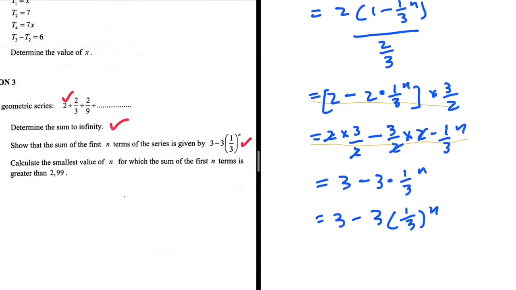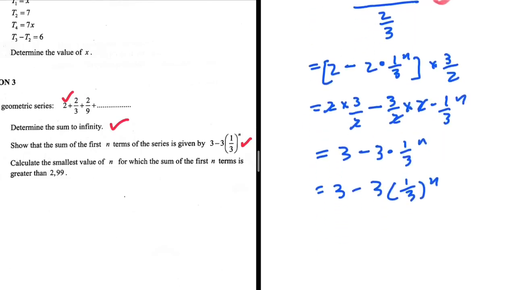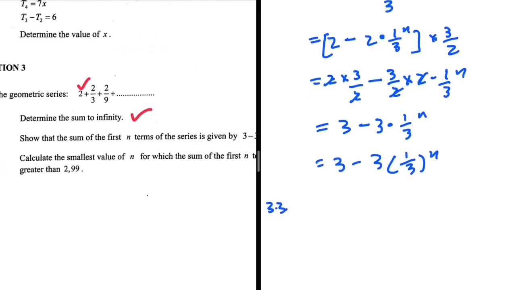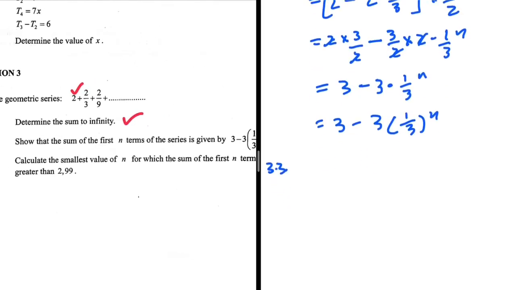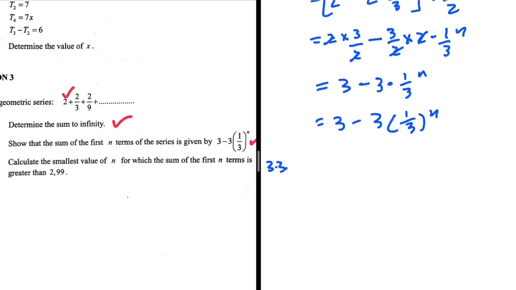Well, I would expect most people to at least get to this point. Okay, and what you do from there on is really up to you. I think there might be a couple of different ways you can progress from there, but that is beside the point. Let's take a look at 3.3. So 3.3, calculate the smallest value of n for which the sum of the first n terms is greater than 2.99.